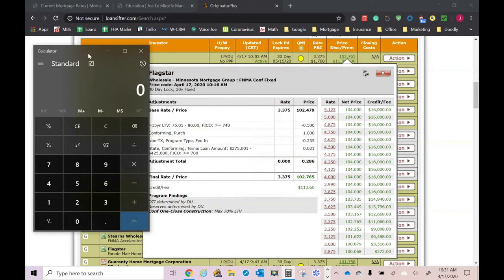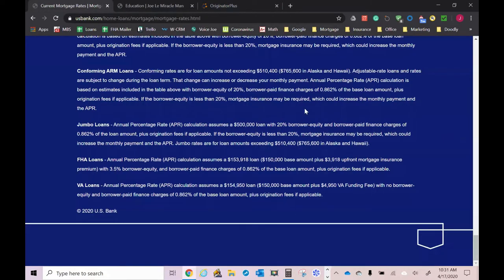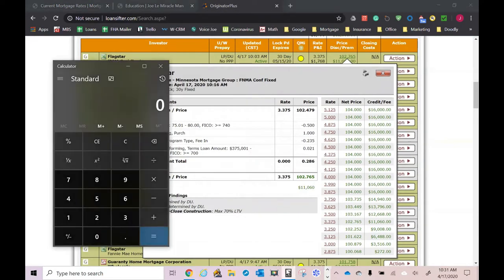Okay, but let me just tell you what that means. Back here, you saw 0.862 plus the origination. Let me explain what that means. Let's say your loan amount is $400,000, like in this scenario. Well, 1% of that is $4,000. That's the origination fee.